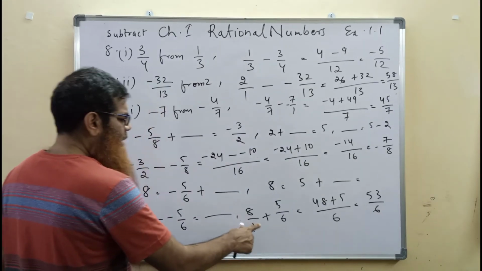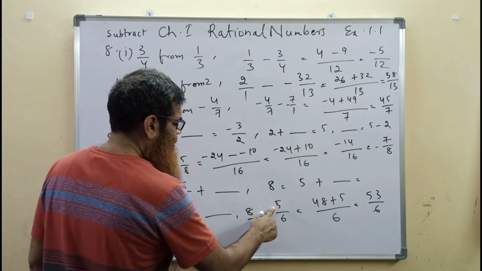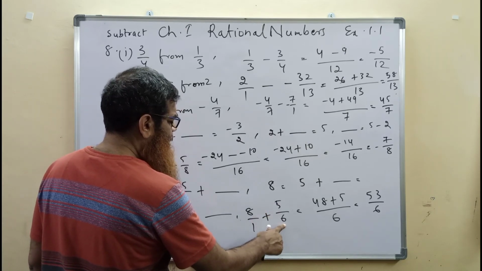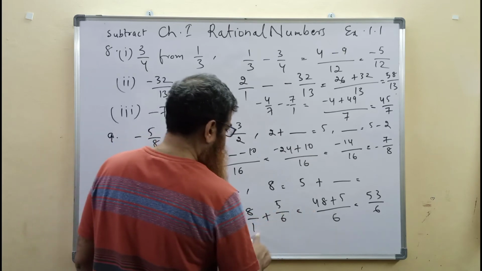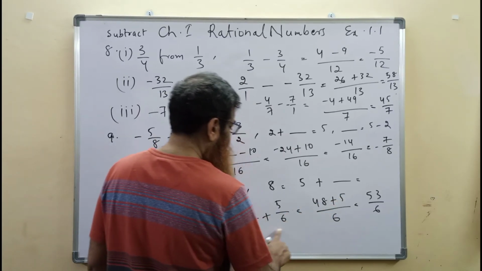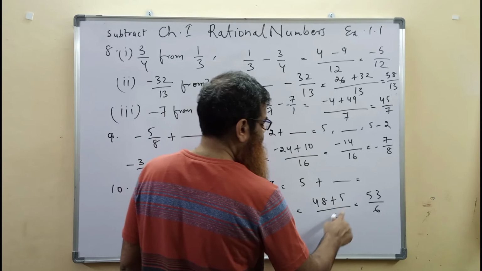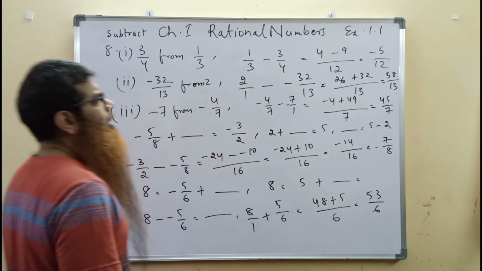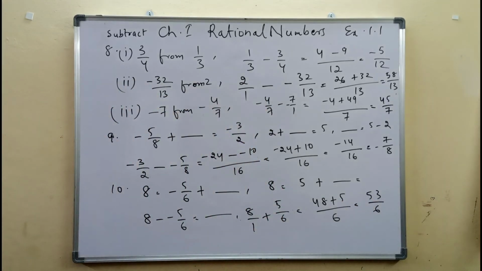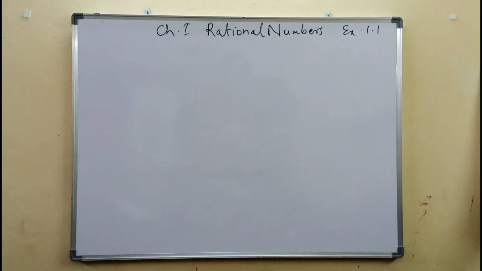8 by 1 minus of minus becomes plus 5 by 6 is equal to 6 8s are 48, 1 5s are 5, divided by 1 into 6 is 6. 48 plus 5 by 6 is 53 by 6. So you have noted down the whole thing, children. Children, let's do the 11th question.